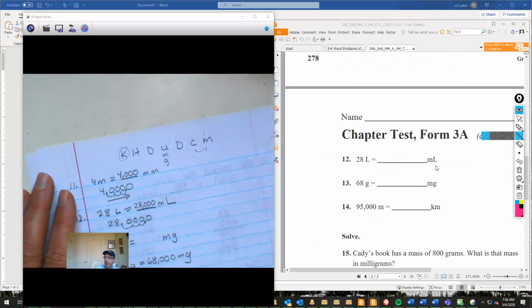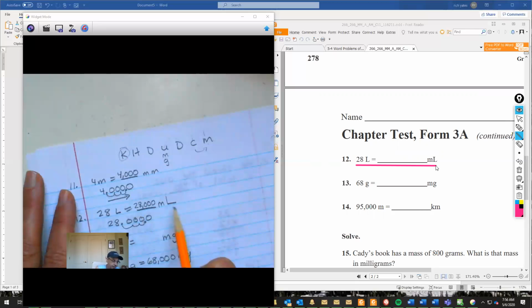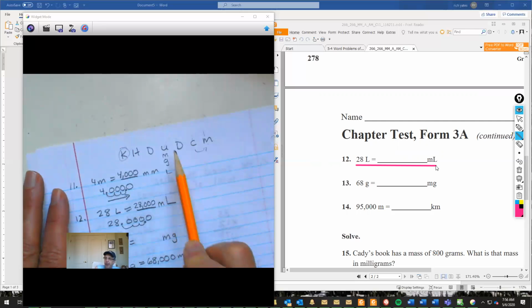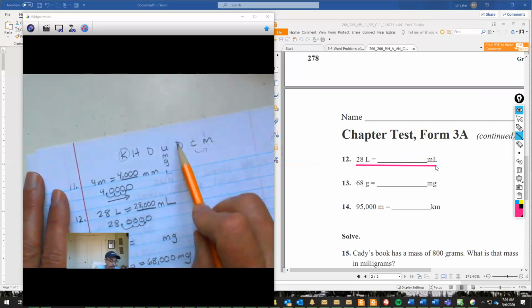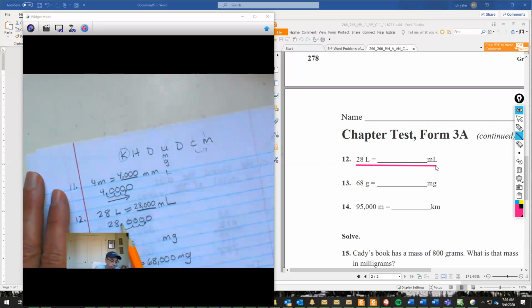On number 12, it was 28 liters equals 28,000 milliliters. I did that by moving my decimal over. My base unit was the L right here for liters. And I used a capital L, and a lowercase m and a capital L for milliliters and liters. We do that because if we just put a plain old lowercase l, it looks like a 1. So I'm going to move the decimal over to the right 1, 2, 3 spaces and end up with 28,000 milliliters.